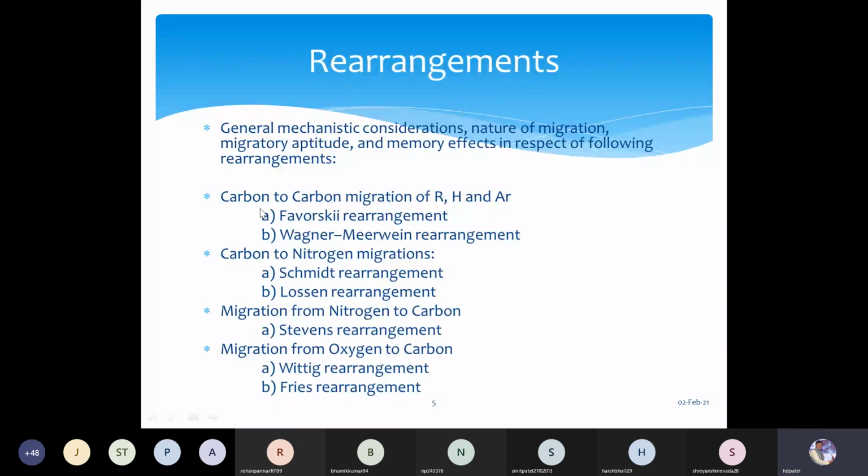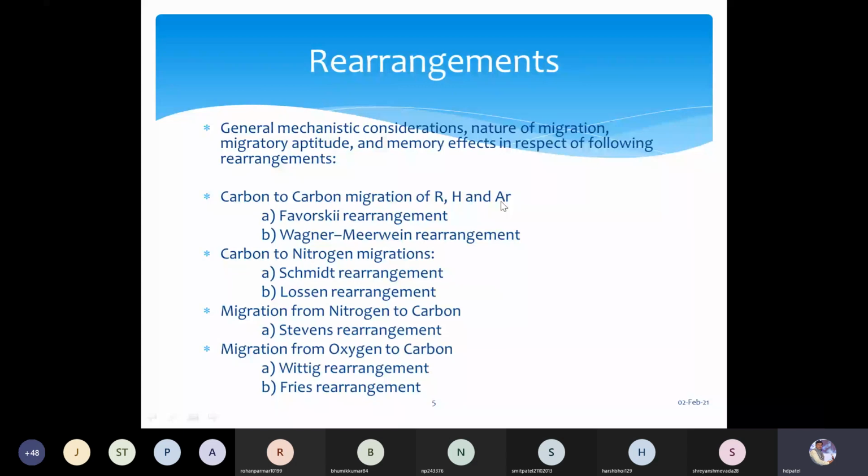As per the syllabus, we will first start with the carbon-carbon migration. In the carbon-carbon migration, the groups are R meaning alkyl, H hydrogen, and Ar meaning aromatic. In the aromatic, substituted and non-substituted. When I talk about substituted, it means some groups are electron withdrawing and some groups are electron donating. In that case, which group will migrate can be decided by the characteristic of the group already present.